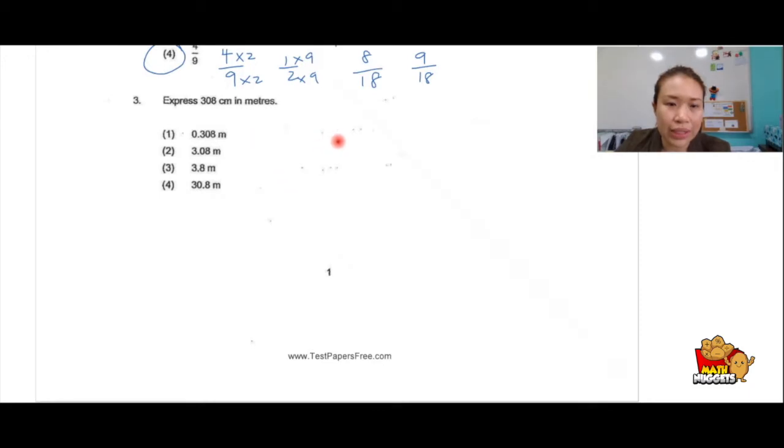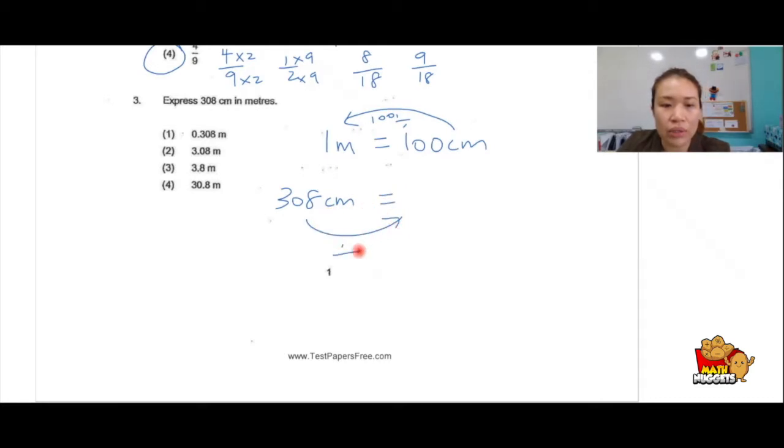Question 3, express 308 cm in meters. Now, 1 meter is equal to 100 centimeters. So if you want to express centimeters in meters, we will actually divide. You are dividing by 100. So when you take 308 centimeters, you divide by 100 to convert to meters. Your decimal point for 308 is actually at the back. When you divide by 100, you shift it to the left 2 times. It becomes 3.08 meters.